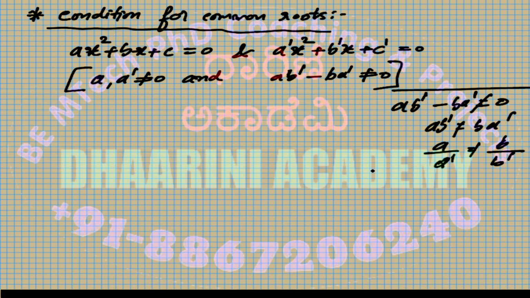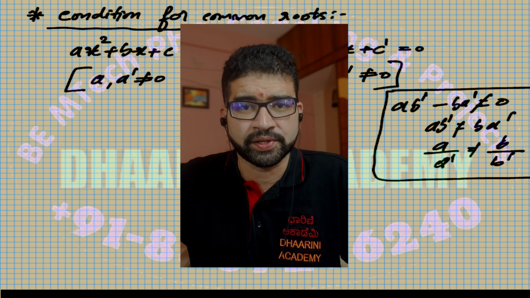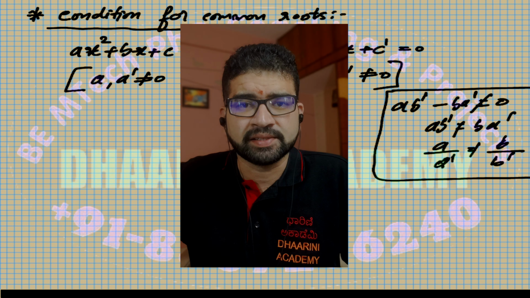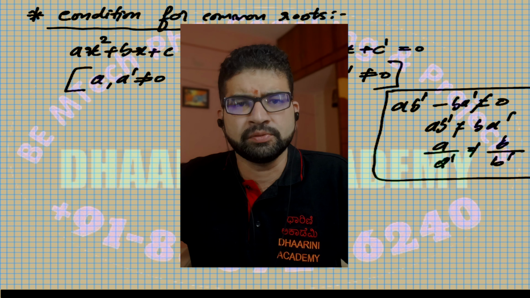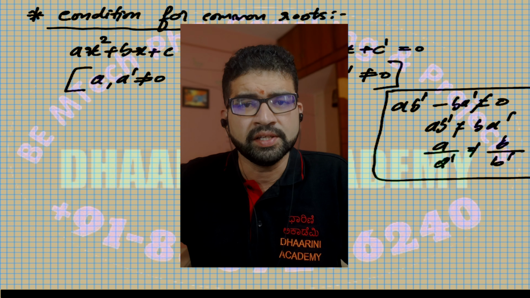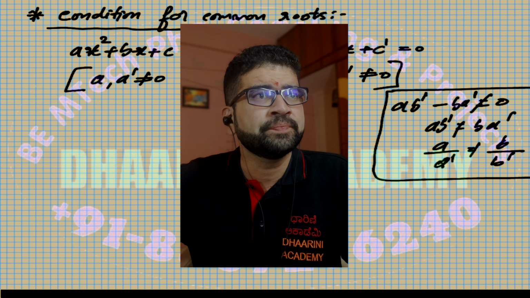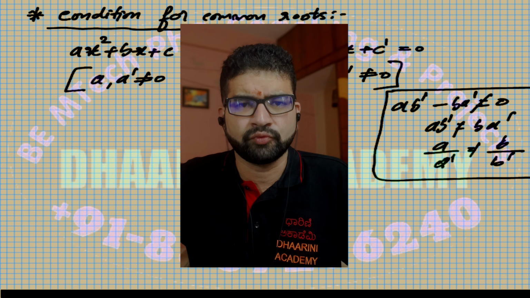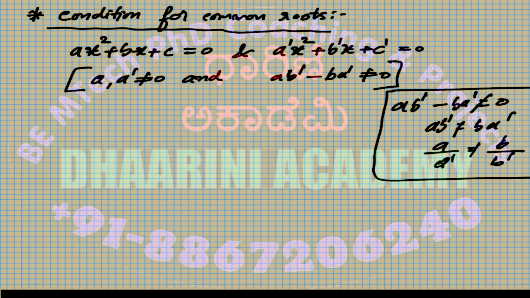So ultimately we are making sure that when we consider two such equations, a by a dash and b by b dash, that ratio should not be same. It has to be different, right? You consider any two quadratic equations of this type. This is what is our first target.